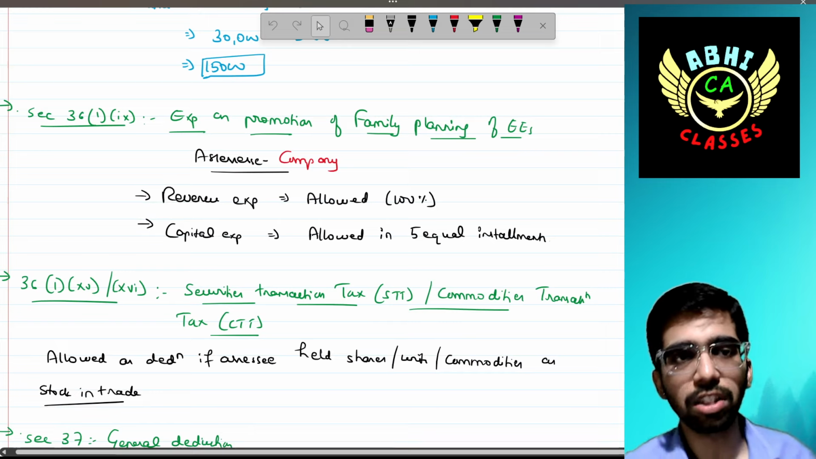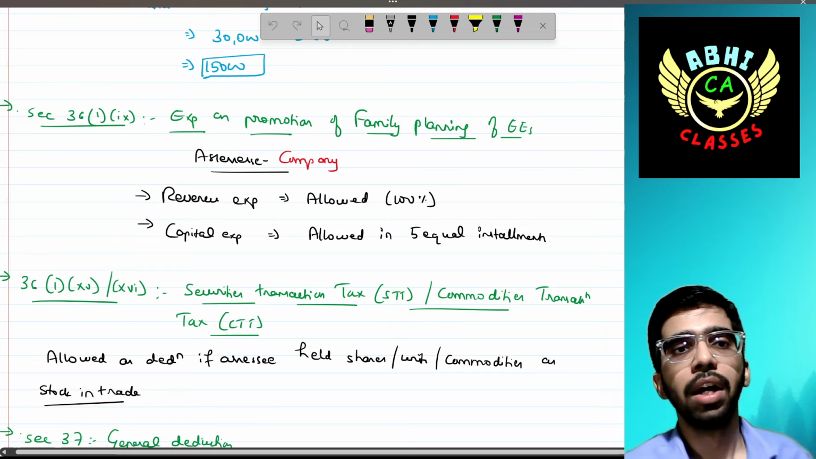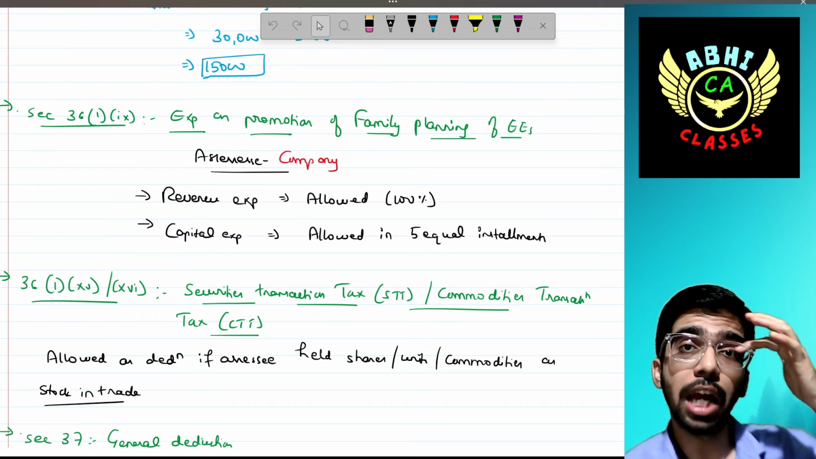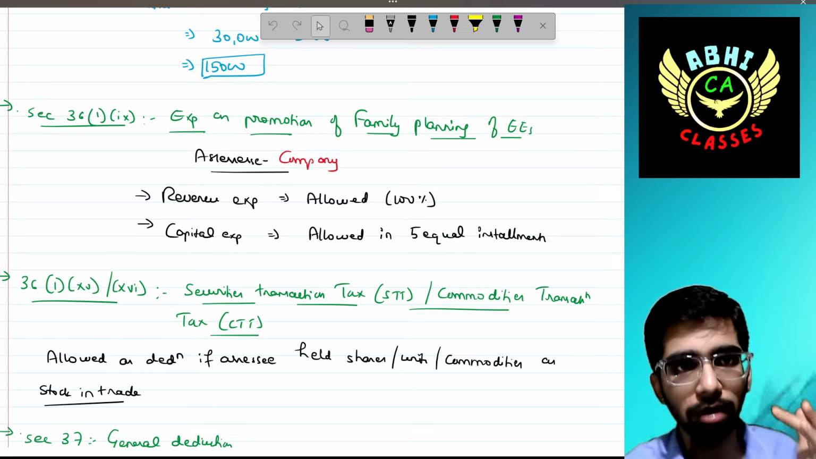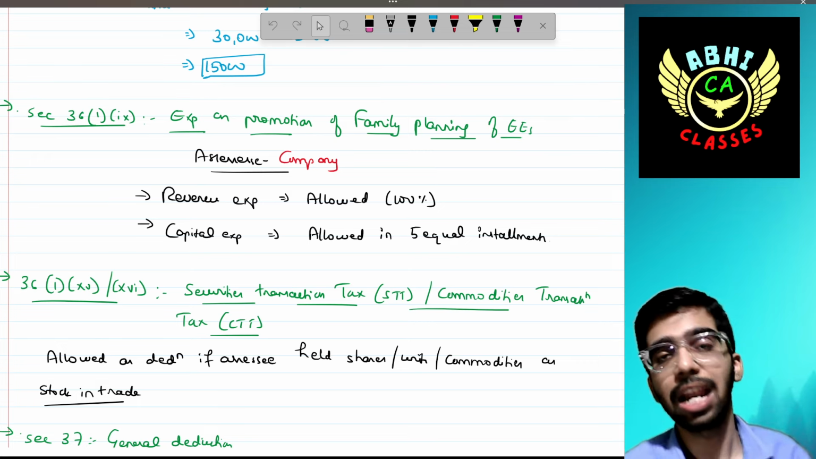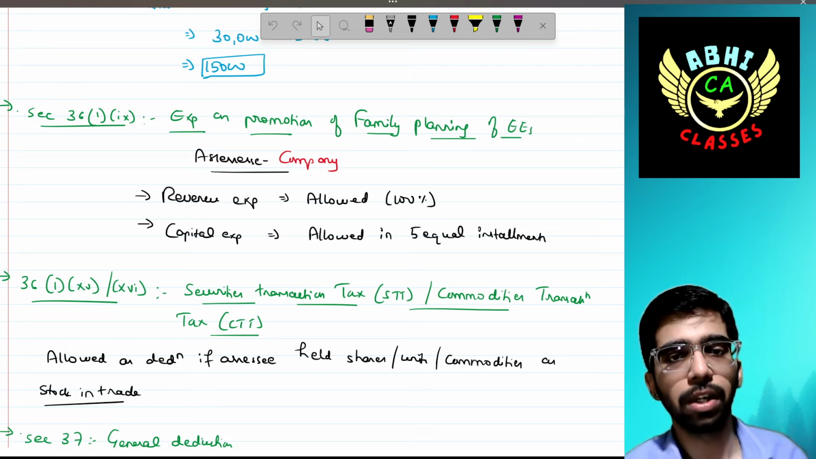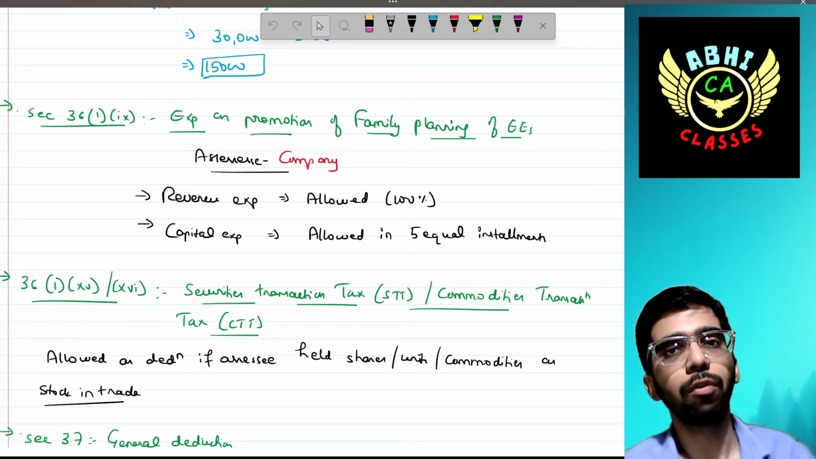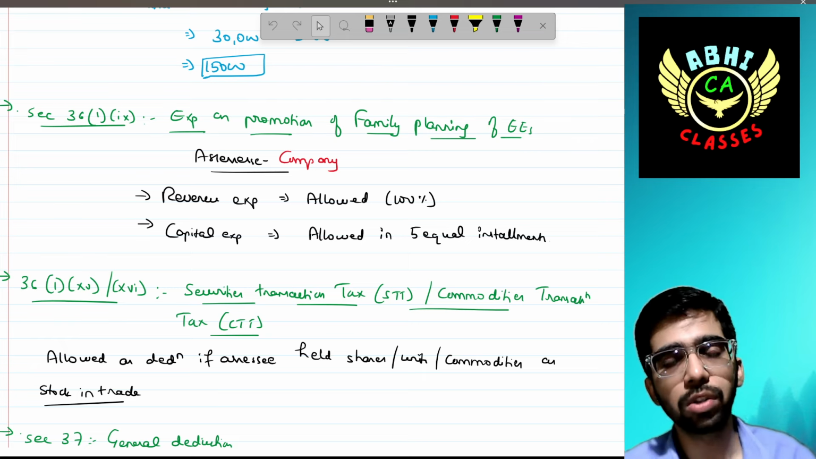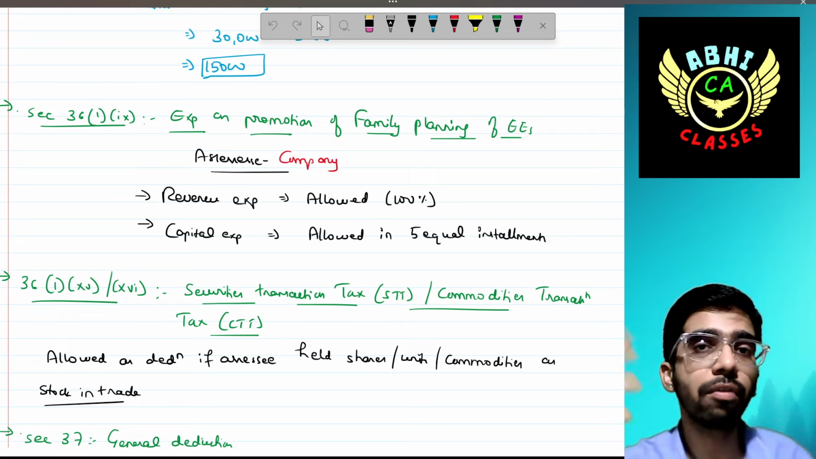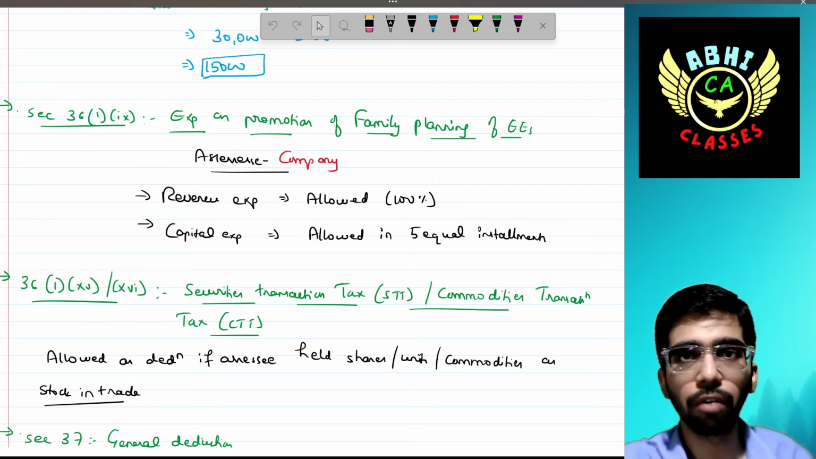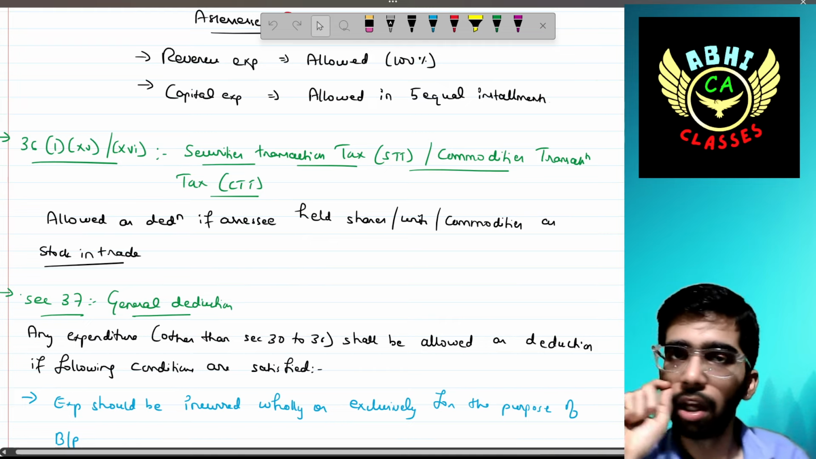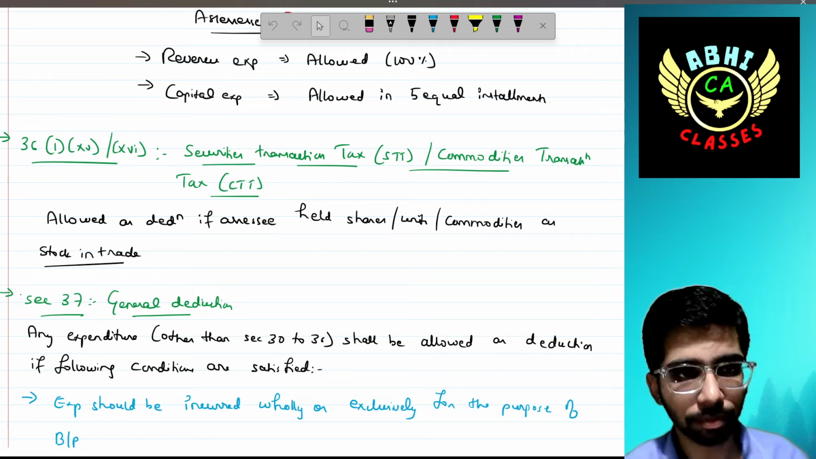Next is section 36(1)(ix): expenses on promotion of family planning of employees. It is actually eligible for a company. The revenue expenditure, if it is a revenue expenditure, is allowed 100%. If it is a capital expenditure, it is allowed in 5 equal installments. Let's say you have incurred capital expenditure of 1 lakh, then in 23-24, 20,000 would be claimed as deduction. The remaining 4 installments can be claimed in the subsequent 4 years. Okay, simple.